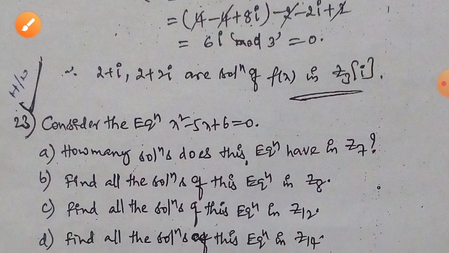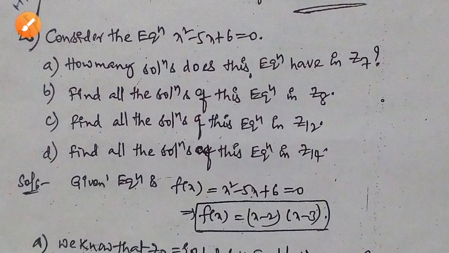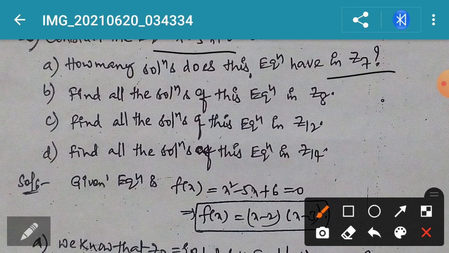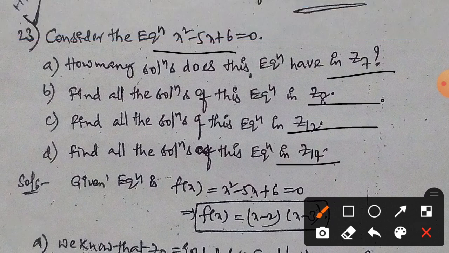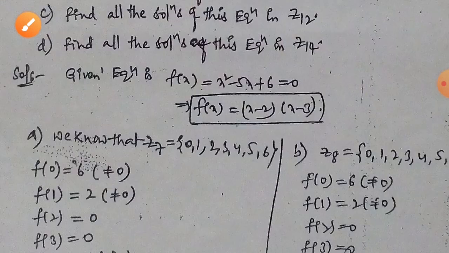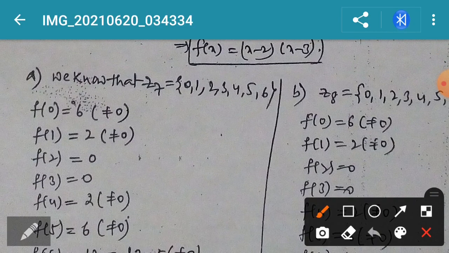The same process applies when some equation is there. Z7, Z8, Z12, Z14 are there. Now substitute. Z7 has 0 to 6 as its elements.